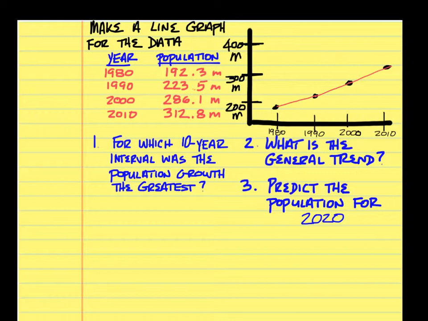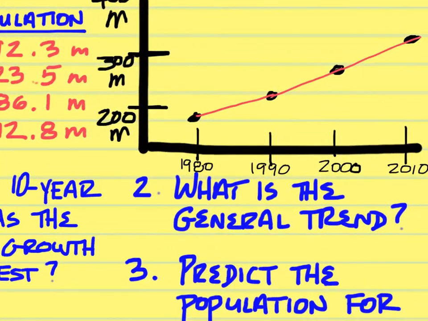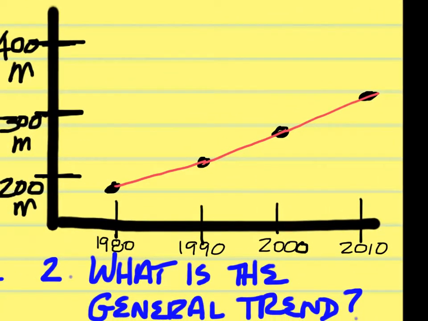For which 10-year interval was the population growth the greatest? Can you tell by just looking at the graph which had the greatest population growth? Does the graph show that? Okay, which interval is it? An interval, you have to have 2 years, like it starts where and ends where? Starts in 2000 and ends in 2010.